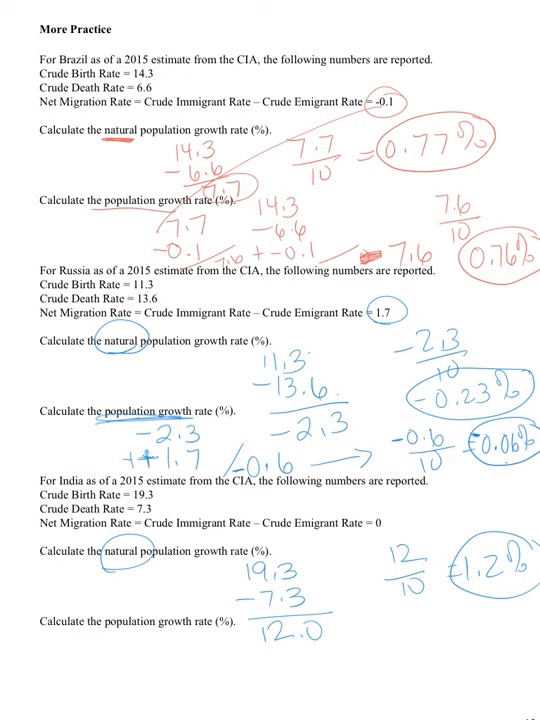If I go to the population rate, I add the net migration rate. So 12 plus my net migration rate, which is 0. So in this case, I get 12. 12 over 10 gives me 1.2%. So this is a time when these are the same, because my net migration rate is 0. So that's how we go about solving these problems.